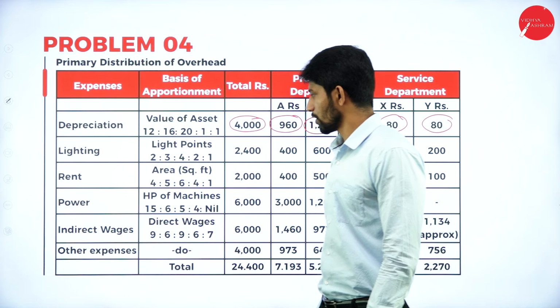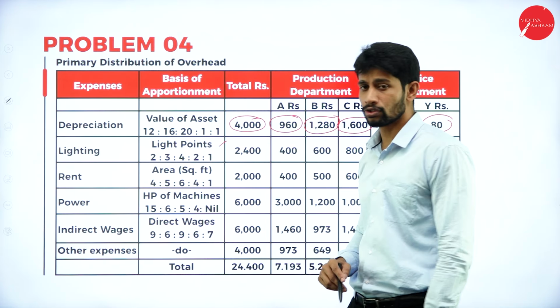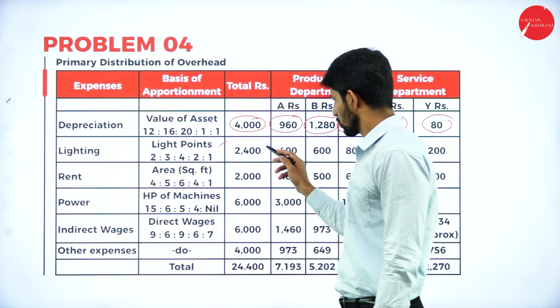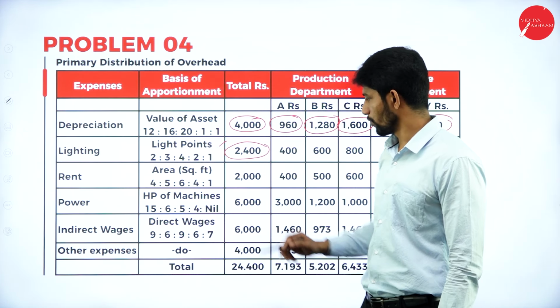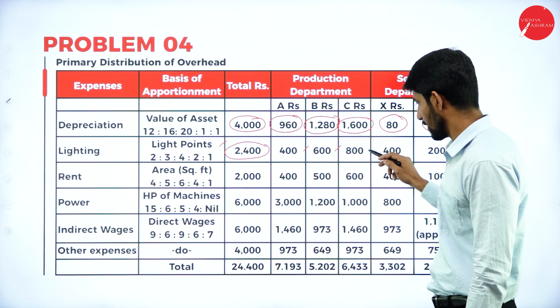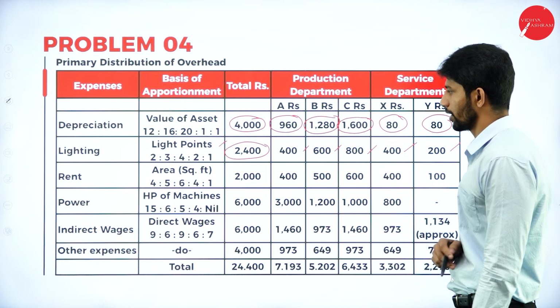Next, lighting. Based upon the lighting points, you are supposed to distribute. So what is the total lighting expenses? 2,400. Distribute according to the ratio. So 400, 600, 800, 400, 200.